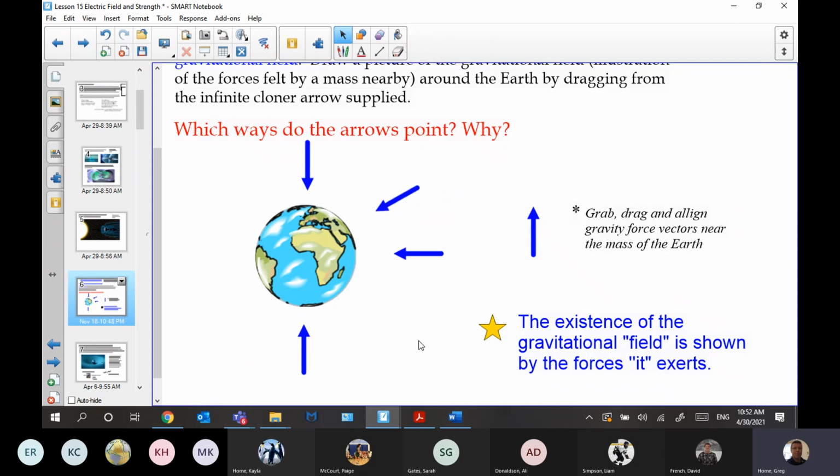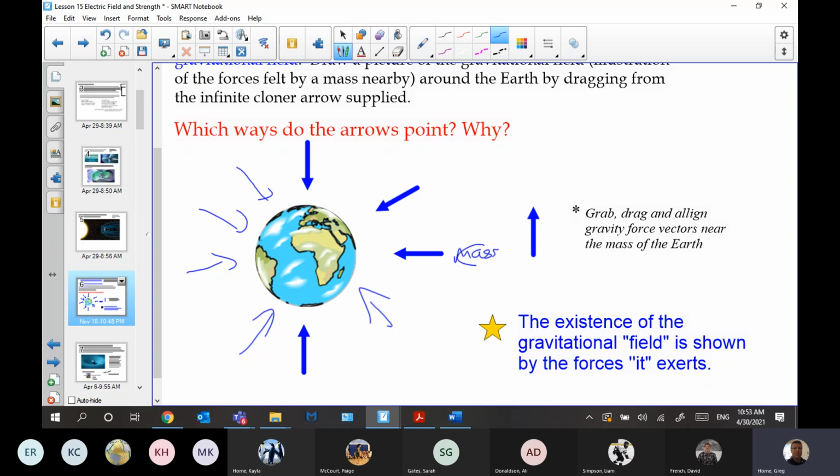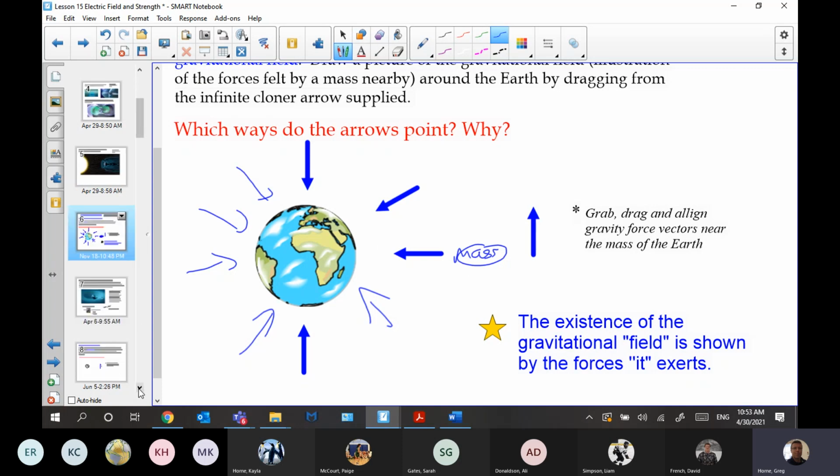So all over the place we'd have arrows like this. The existence of a gravitational field is observed or shown by the fact that the force exists. So you put a mass at any spot along the way here, and it experiences a gravitational force of attraction. That shows that there's a gravitational field. Okay.